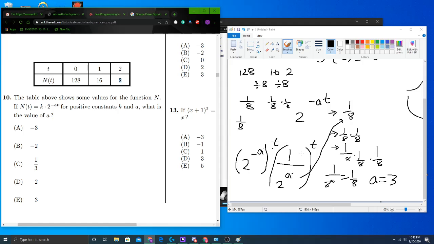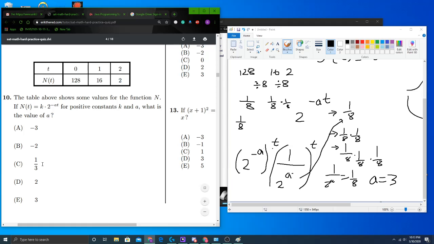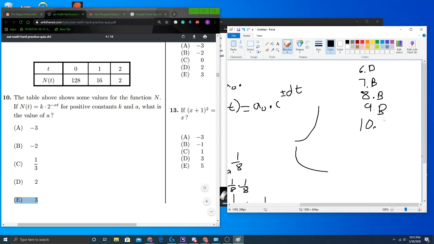If we continue this pattern, 1/8 times 1/8 times 1/8, that's a lot of math. Actually, let me do this with my calculator. It's 1 over 512 times 128, which I think is going to be 0.25, right? So you're exponentiating this factor over and over again. So the value of a is going to be 3.